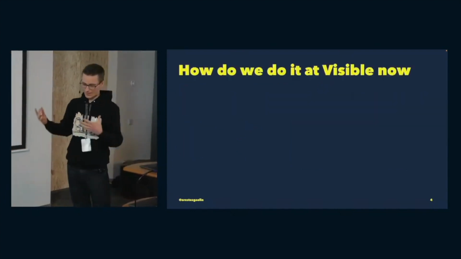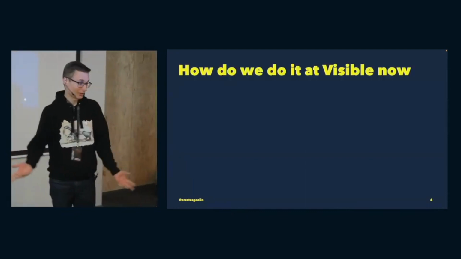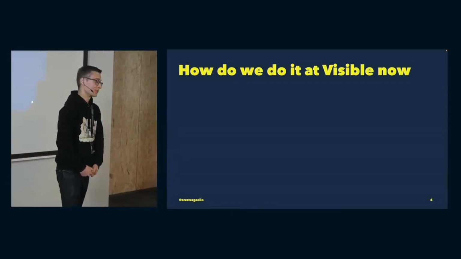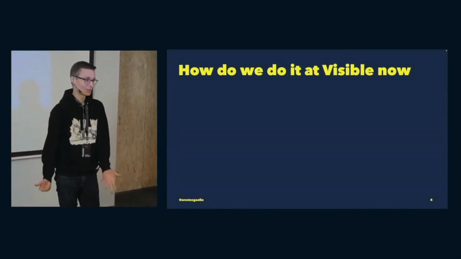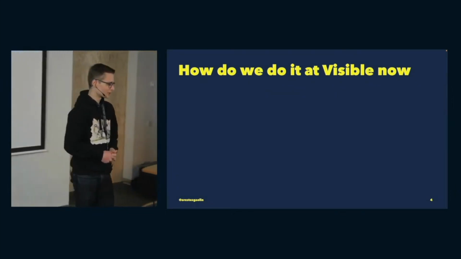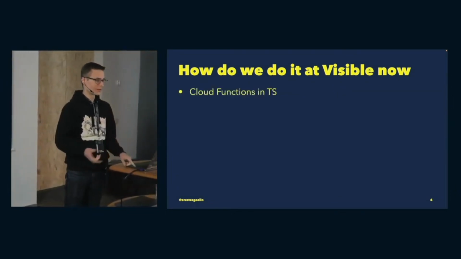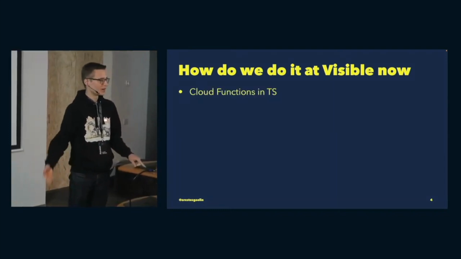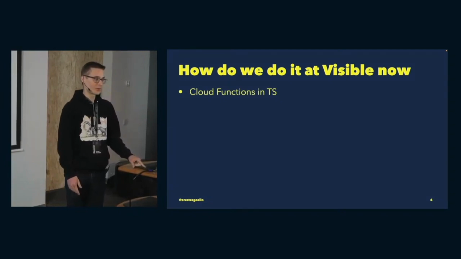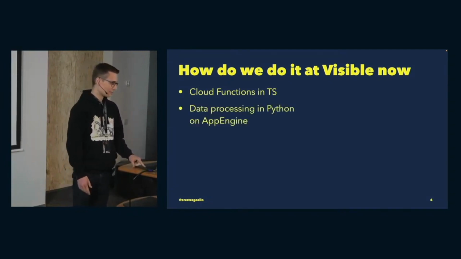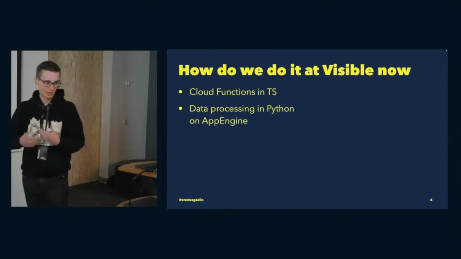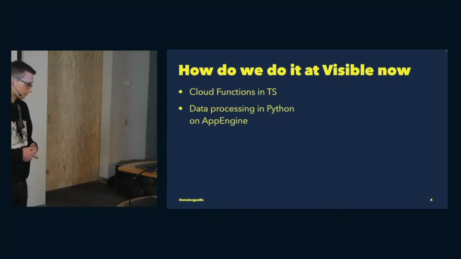And at Visible, where we build this product, we only have 2 mobile engineers, and we're mobile first. And at some point, we just had to build some backends. So the first thing that we tried was kind of obvious and simple: we just tried to use Cloud Functions in TypeScript. That was pretty fast. We got going in a few days, and we were able to have simple endpoints, simple APIs. We also have some processing in Python because we collect a lot of data from our users.